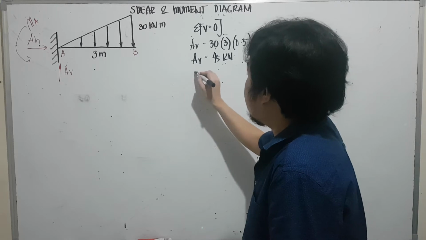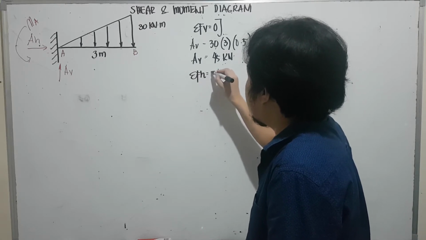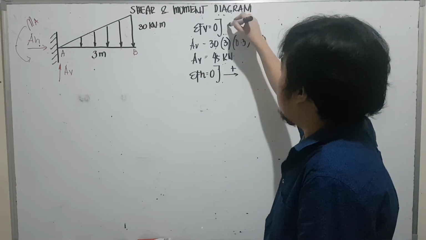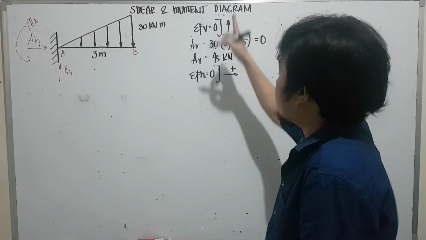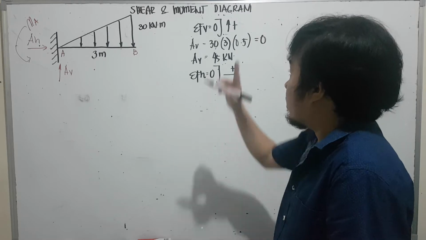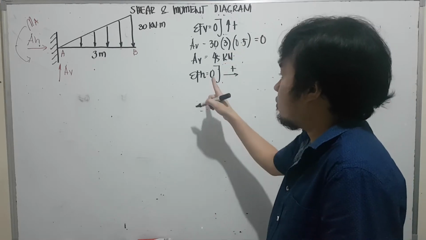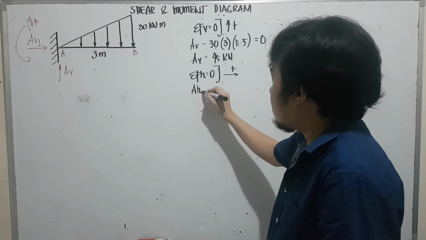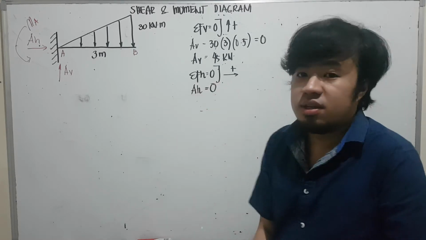Okay? Next, summation of forces horizontal is equivalent to 0. All forces that are towards the right should be positive, and forces pointing upward should be positive. Now for the horizontal, we only have one force, and that is A horizontal, and that is equivalent to 0.